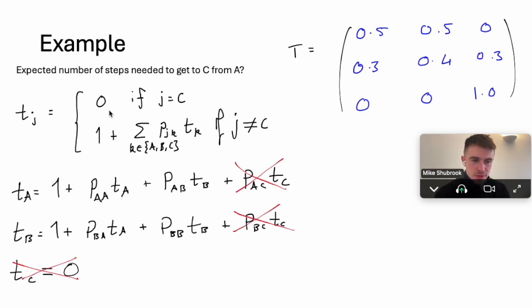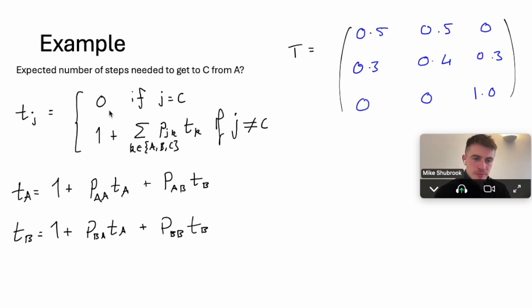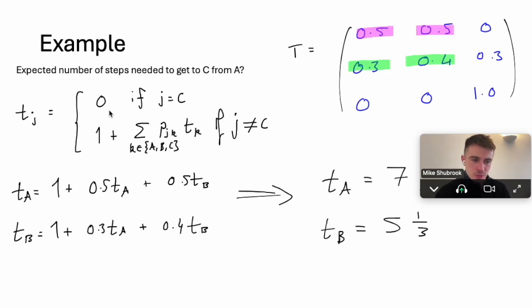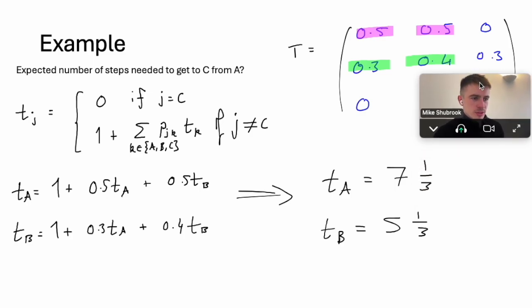So if TC is equal to 0, then we can remove these two terms here, and then we can just input these probabilities, and then we can solve, and we get that the expected number of steps to reach C from A is 7 1/3, and then we can also easily find the expected number of steps to get from B to C, and that is 5 1/3.